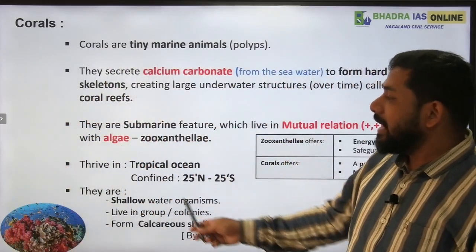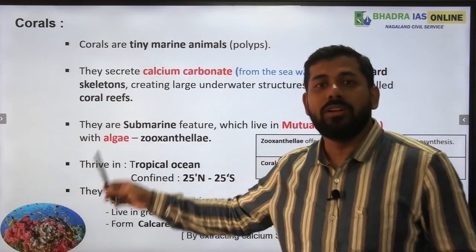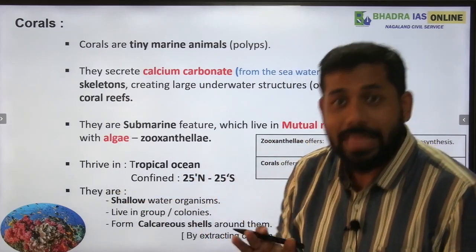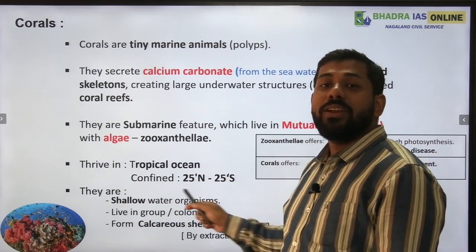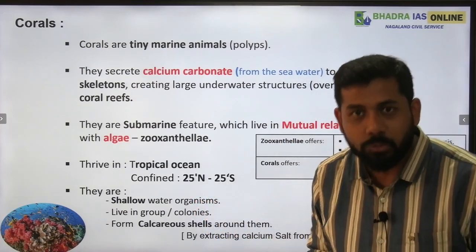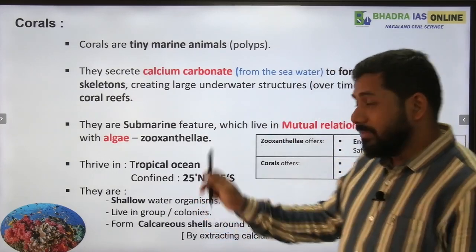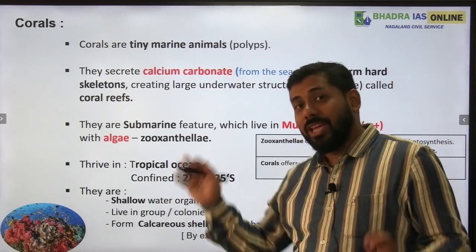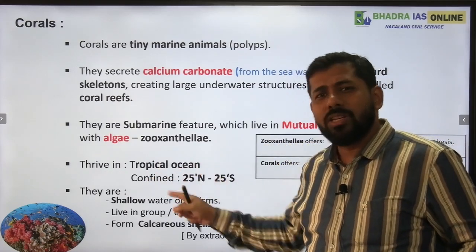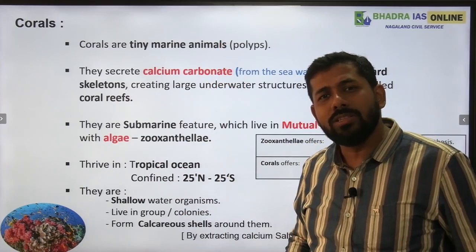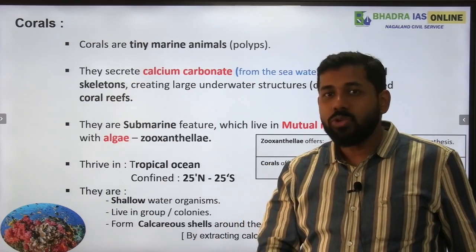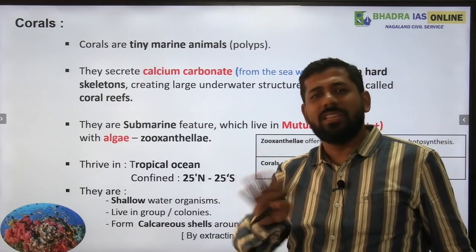Now let's come to the different characteristics of corals. They thrive only in tropical oceans, and that too within the range of 25 degrees north latitude to 25 degrees south latitude. Is that clear? They are also shallow water organisms. They always live inside the water. Now, why do we find them only in tropical regions? Why don't we find them in polar oceans? Because in polar oceans the temperature is very low, and in very low temperature they don't survive.